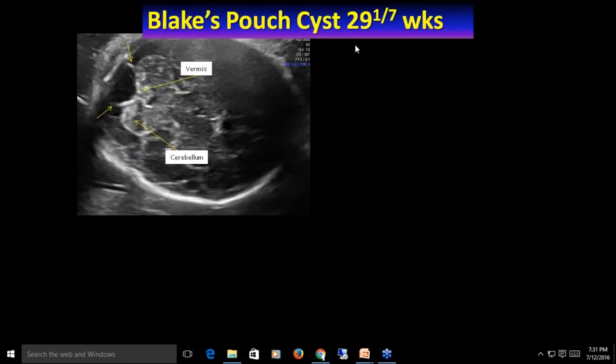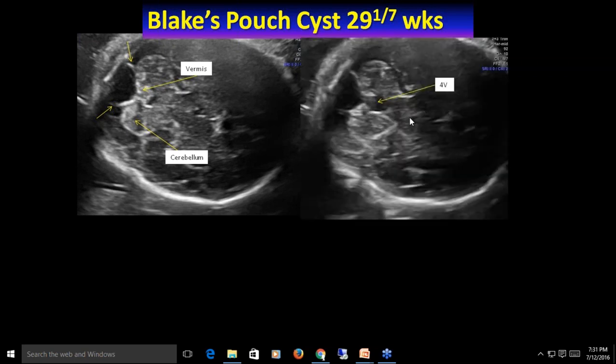And again, this is another case at 29 weeks gestation. We have a normal cerebellar hemisphere. The vermis looks normal, and we can clearly see the walls of the Blake's pouch. If we go a little bit more inferior, we see the cerebellar hemisphere, the fourth ventricle, and the connection to the pouch.